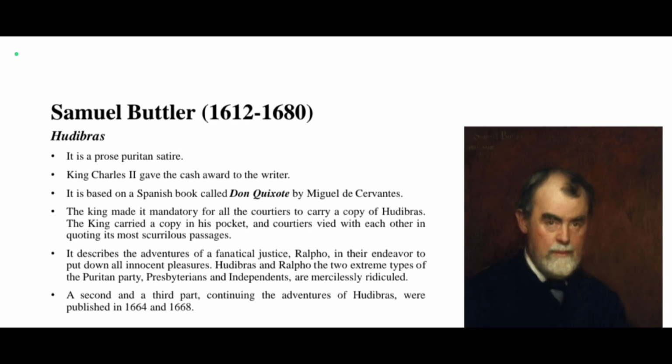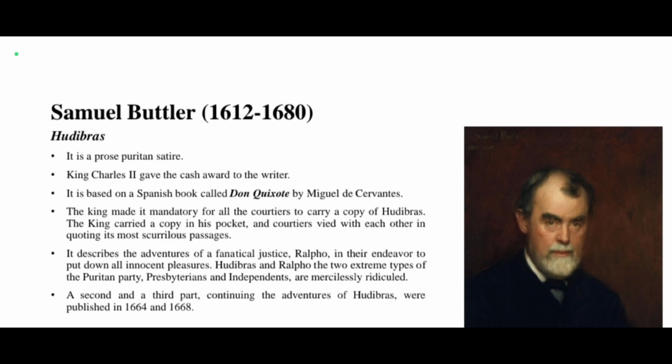The next writer we have is Samuel Butler, who was born in 1612 and died in 1680. His most important work is Hudibras. It is a verse Puritan satire. King Charles II gave a cash award to the writer. It is based on a Spanish book called Don Quixote by Miguel de Cervantes. The king made it mandatory for all the courtiers to carry a copy of Hudibras.